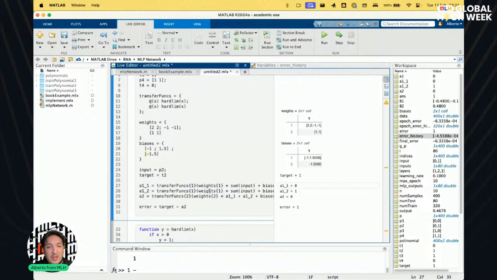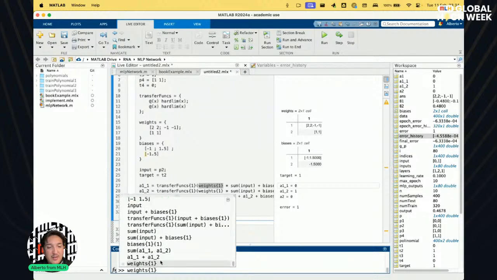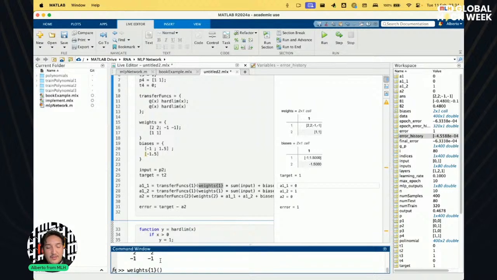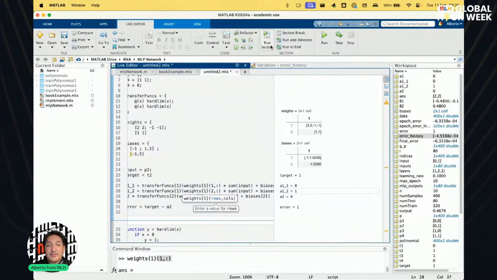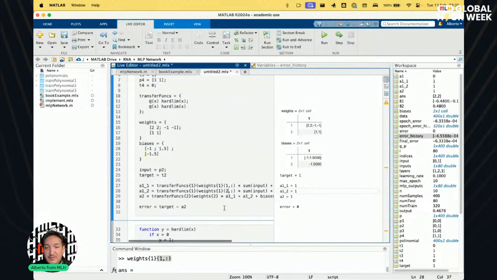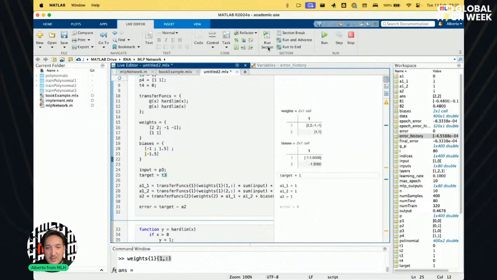This is going to be multiplying weights 1, weights of the first row, of the second row. Okay, now nice. Let's test it with the third again, and let's test it with the fourth. 0, perfect. Yeah, we were missing the weights.